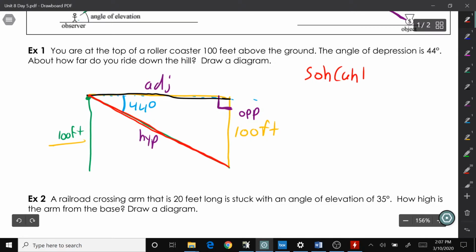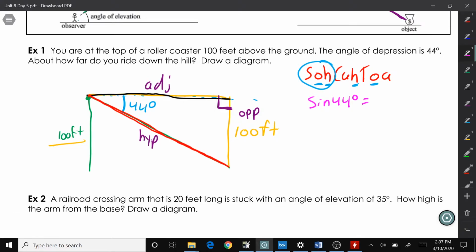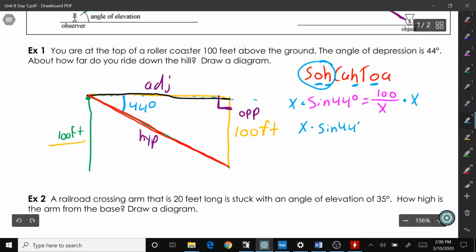Let's do SOHCAHTOA. We know the opposite side, and we are trying to figure out the hypotenuse. And that means sine. So sine of 44 degrees equals the opposite 100 over the hypotenuse, which we don't know. So multiply both sides by x. X times the sine of 44 degrees equals 100. Divide both sides by sine 44 degrees.